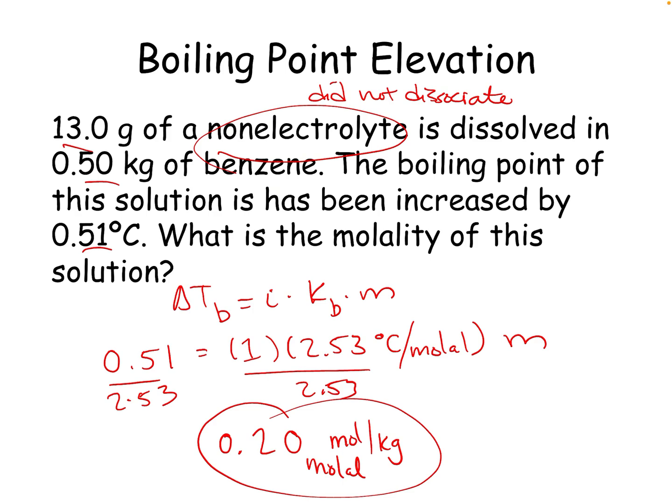So now, hopefully you know, the more solute you add to a solvent, it's going to increase the boiling point, and it's going to lower the freezing point. That's qualitative. But if we want quantitative, we need to use these formulas. Okay, thanks.